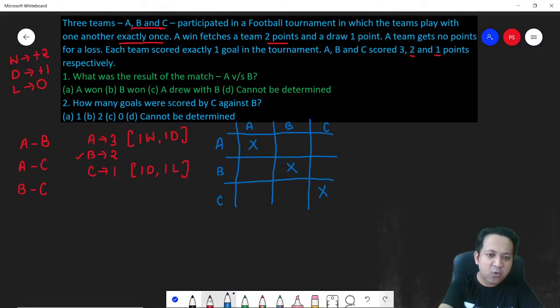Now think about it. What about A? A has won 1 match and drawn 1 match. So can I say there are 2 possibilities?